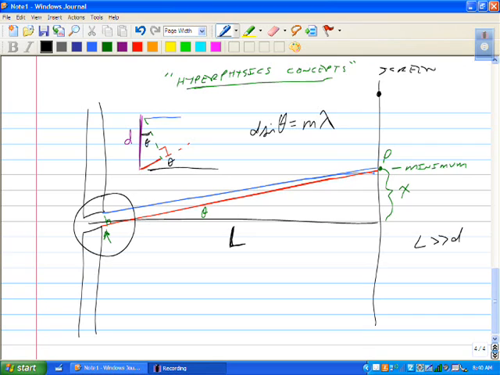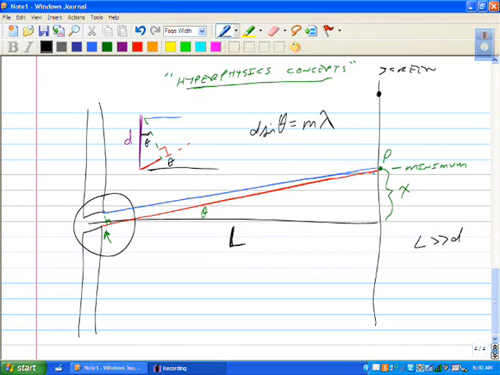M is just an integer. There's going to be a first order minimum, a second order minimum, a third order minimum. The integers are 1, 2, and 3. And each time the path difference increases.